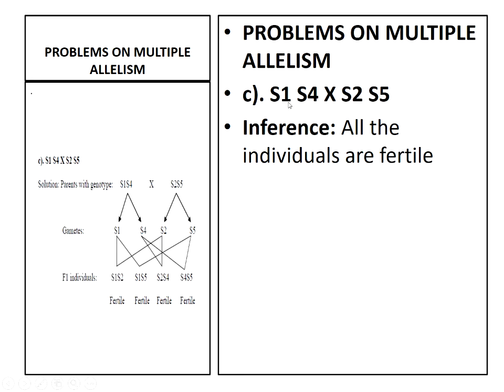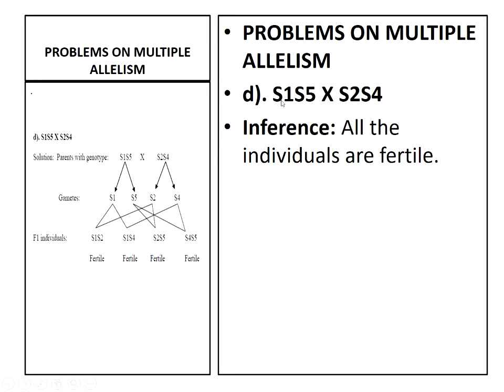Third case, S1 S4 crossed with S2 S5. Here let us write the parents, the gametes, and the F1 individuals, which are S1 S2, S1 S5, S4 S2 and S4 S5. The products formed in the F1 individuals are all fertile. There is no sterile individual present.